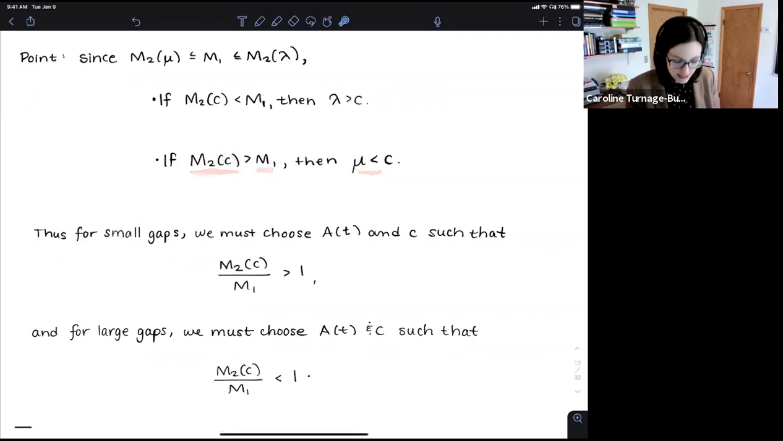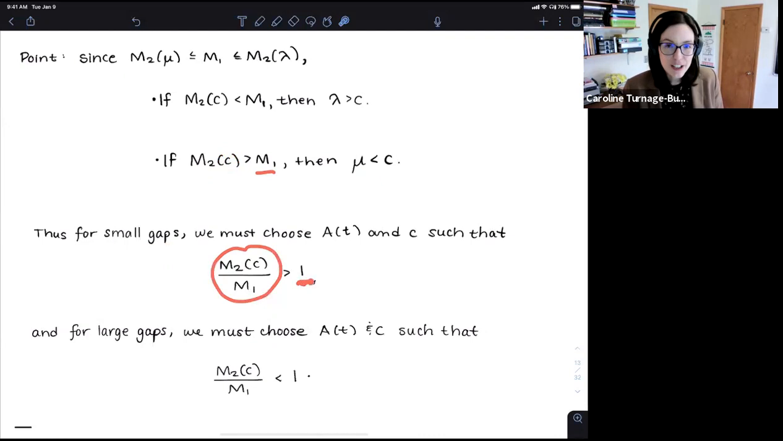And so what it comes down to is, if I want a small gap result, I want M2 of C to be greater than M1. I want this ratio to be bigger than 1. So I've got to find a polynomial and a value of C that makes that happen. And for large gaps, I want the ratio to be less than 1, meaning I need to find a polynomial and a number C that forces this to happen.